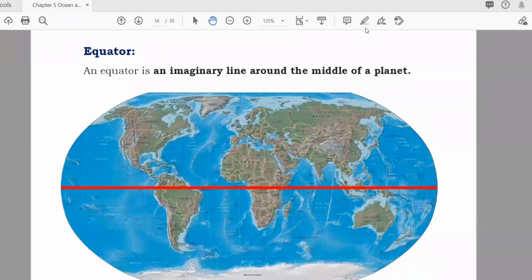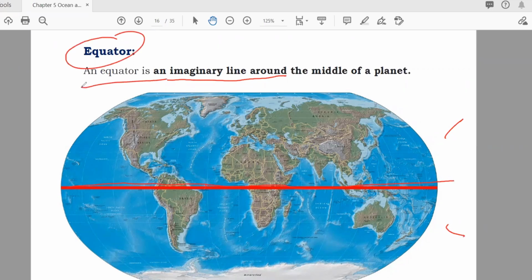After that, the equator. Maybe in lower grades you also studied what the equator is. The equator is an imaginary line, meaning we draw this imaginary line. It's not present on the earth, but we made it just for some classification and distribution. According to this line, we are saying that it divides the planet into two equal parts, one here, one here. So this is known as the equator.